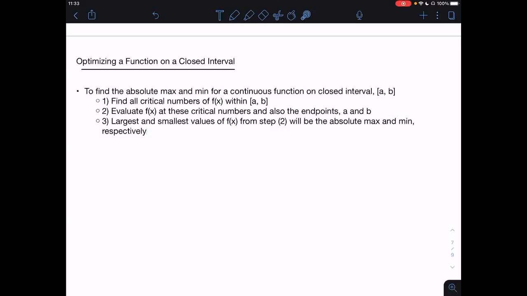So all we have to do here is find the critical numbers using the methods that we learned from 3.1. Then plug our critical numbers into the original function, but also plug in the lower and upper bound of our closed interval into that function as well. The biggest output will be our absolute maximum, and the smallest output will be our absolute minimum.